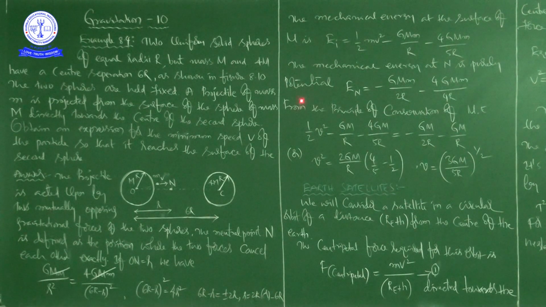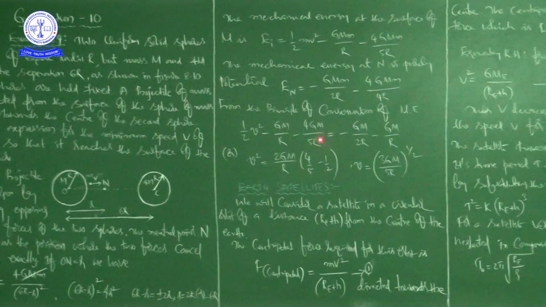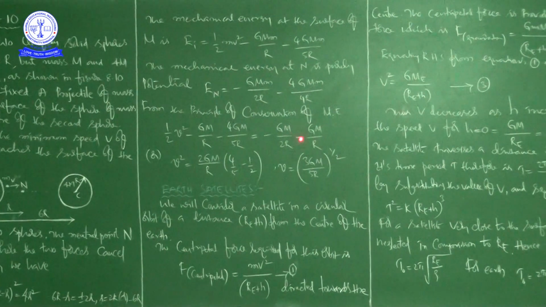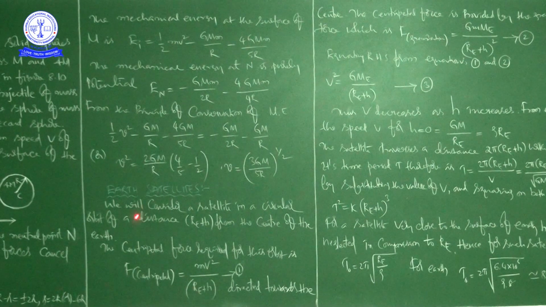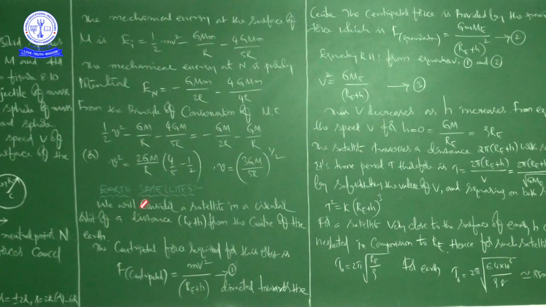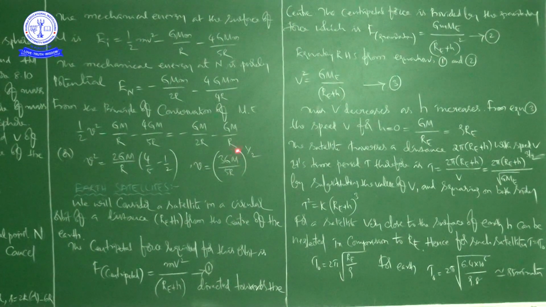So E_N is equal to minus GMm by 2R minus 4GMm by 4R. Now, from the principle of conservation of mechanical energy, 1 by 2 v square minus GM by r minus 4GM by 5r is equal to minus GM by 2R minus GM by R. So v square is equal to 2GM by capital R into 4 by 5 minus 1 by 2, so that v is equal to (3GM by 5R) whole power 1 by 2.